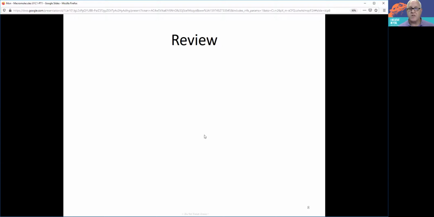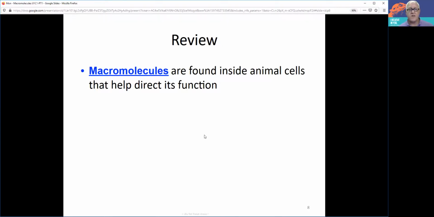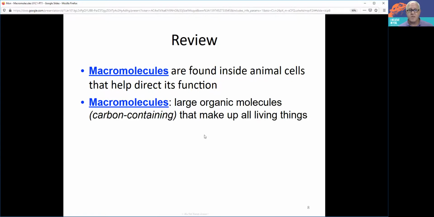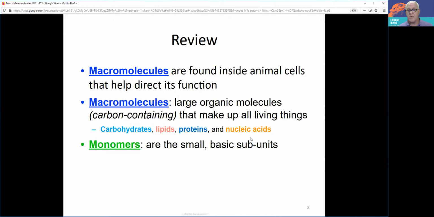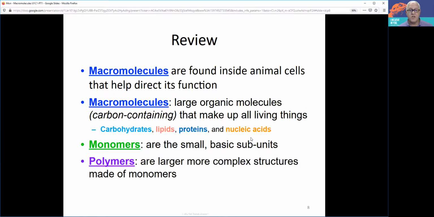So let's review. Macromolecules are found inside animal cells that help direct its function. Macromolecules are also large organic molecules that make up all living things. And because they're organic, they have carbon in them. You have carbohydrates, lipids, proteins, and nucleic acids. The monomers are small basic subunits, and the polymers are larger, more complex structures made of the monomers.